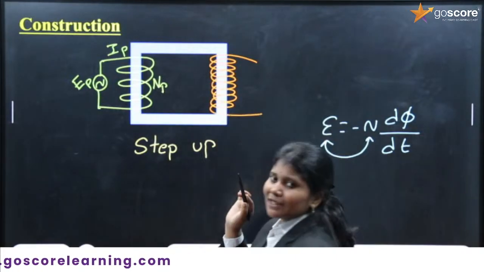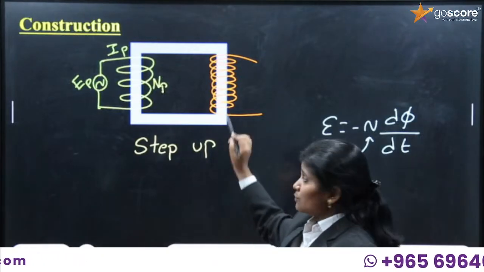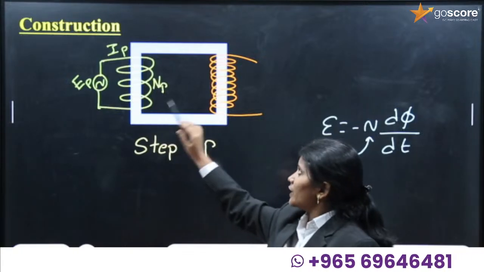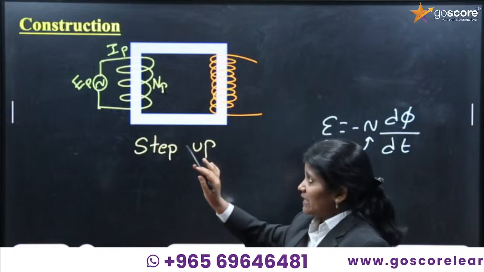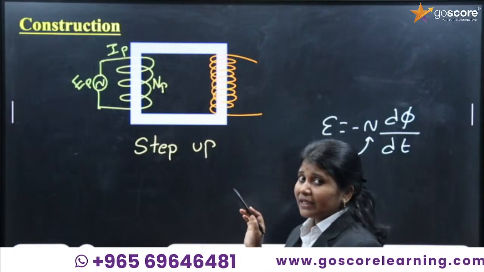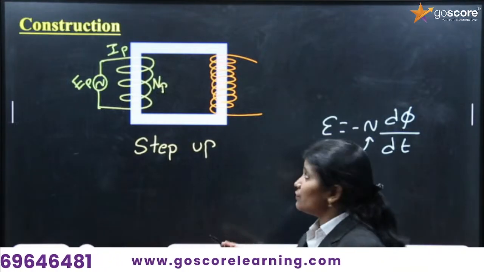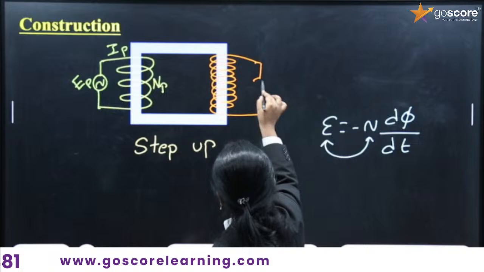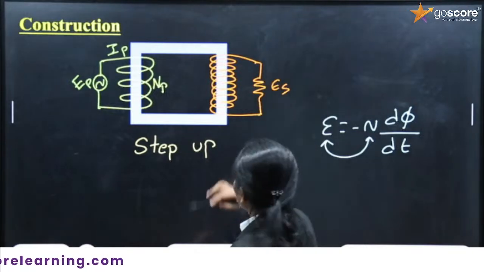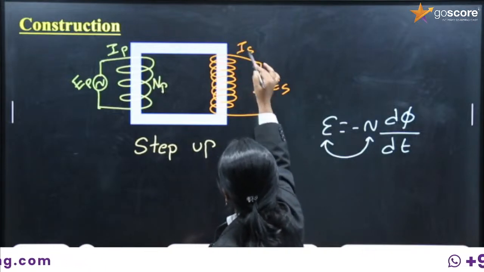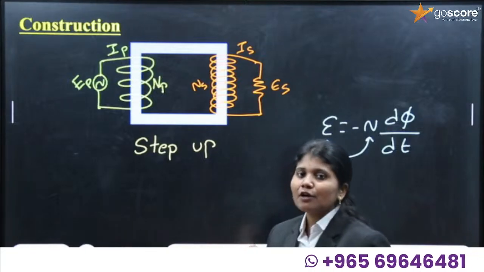On the secondary side, why am I taking the number of turns more? It is a step up transformer. If the number of turns is more, then low voltage will be converted to high voltage. This is the difference between the primary winding and secondary winding. That's why on the secondary side the number of turns will be more. It will be connected to the load. Here we are getting secondary voltage, secondary current, and secondary side number of turns.